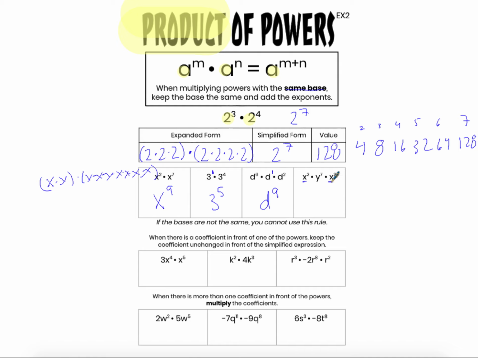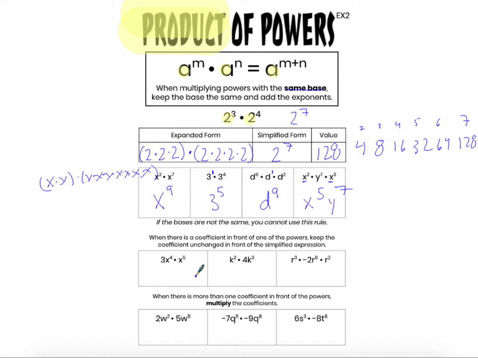So base of x squared times x to the third is x to the 5th, but I cannot then add 7 since I have a different base. So x squared times y to the 7th times x to the third simplified is x to the 5th times y to the 7th, which is x squared times x to the third times y to the 7th.